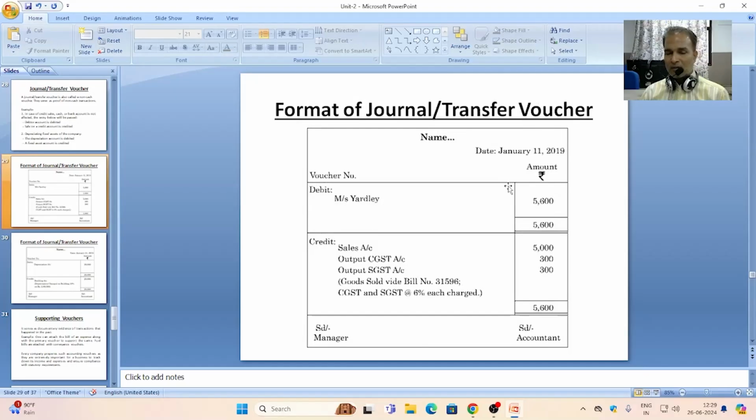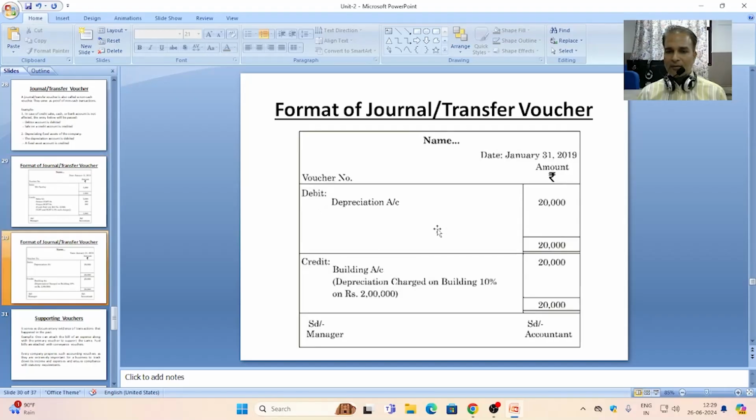Let me take a common format of journal voucher. The entry is passed for credit sales, debit head, credit head. Let me take another example for journal voucher. Depreciation charged on building, debit head depreciation, credit head building account.